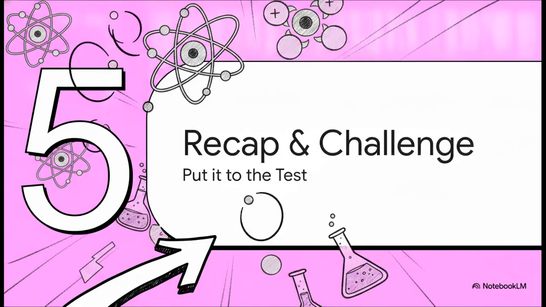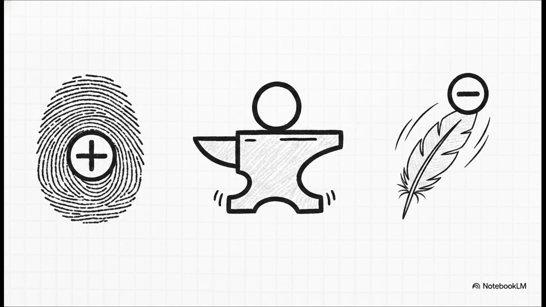Finally, Section 5, Recap and Challenge. Time to put all of this to the test. So, the crucial point to take away from all of this is understanding the very distinct role of each subatomic particle. Protons, they act as the atomic fingerprint. They give the atomic number and define the element itself. Neutrons add that heavy mass. Changing their number creates isotopes and alters the mass number without changing the actual element. And finally, electrons are the lightweight balancers on the outside. Gaining or losing them changes the electrical charge, creating ions.